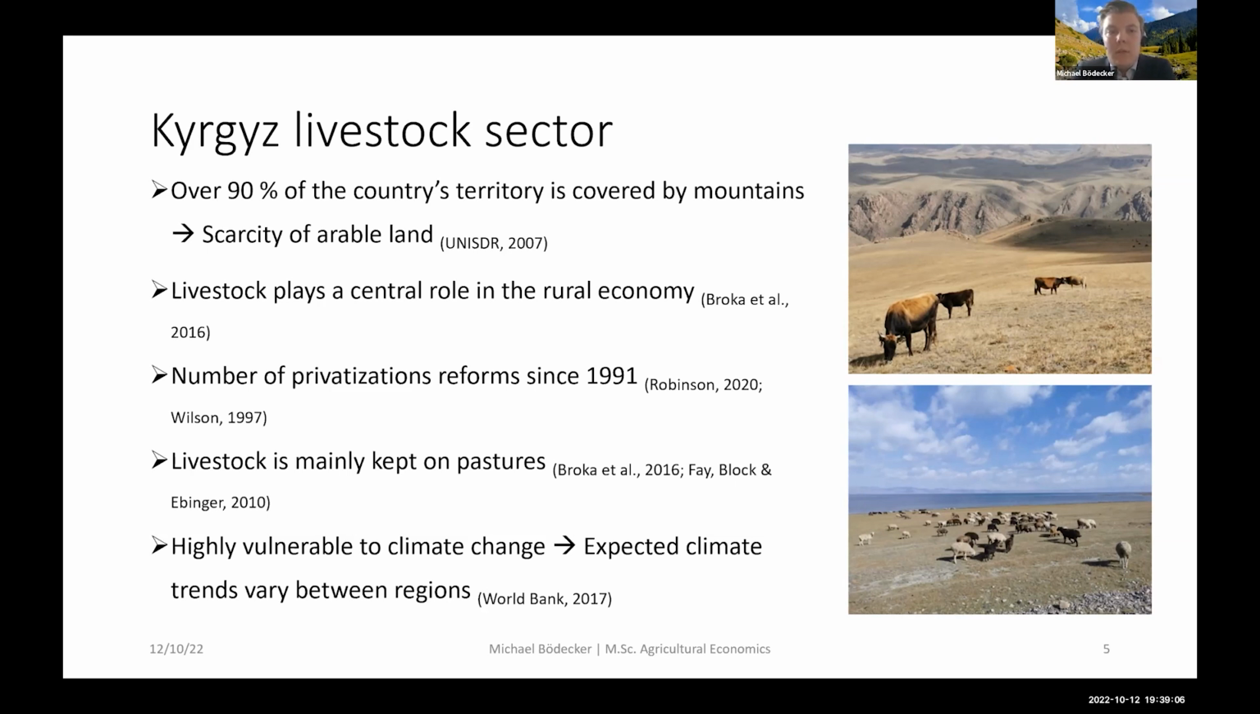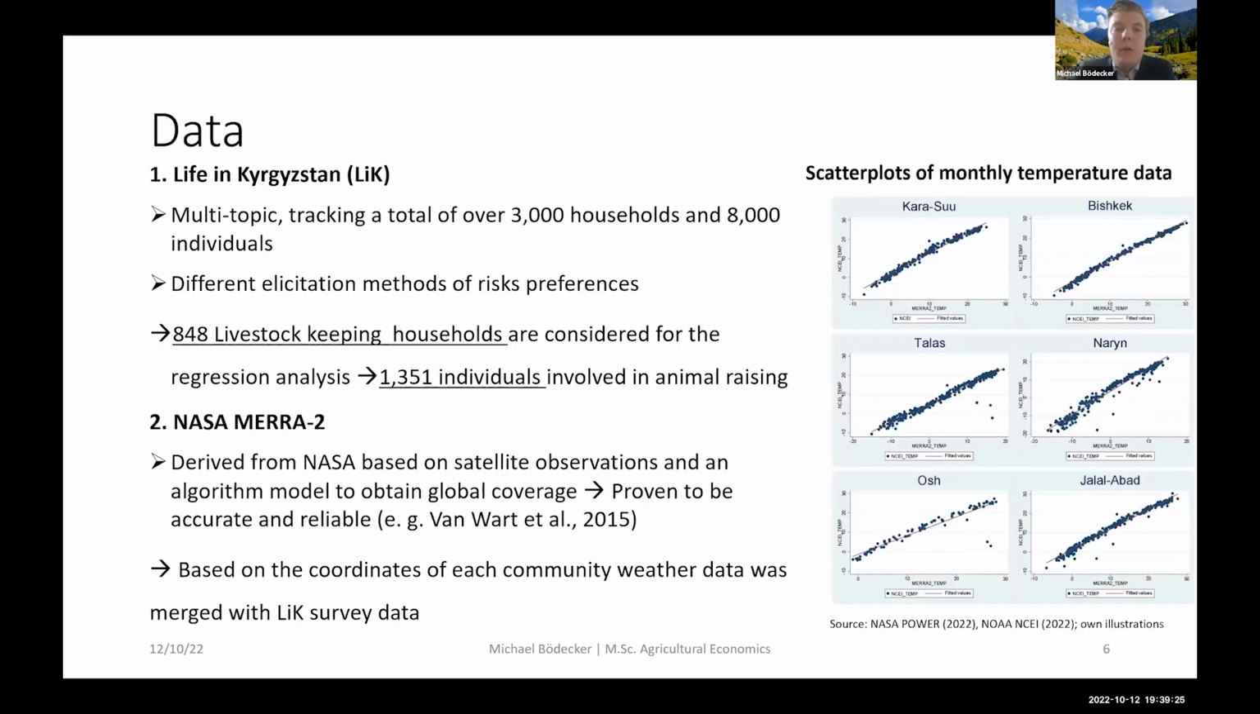And also we know that Kyrgyzstan has undergone a lot of privatization reforms since 1991. And livestock is mainly kept on pastures, so outside. So it's particularly important how weather shocks shape this livestock. Yes. So a little bit about the data.